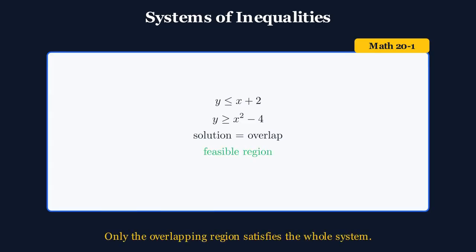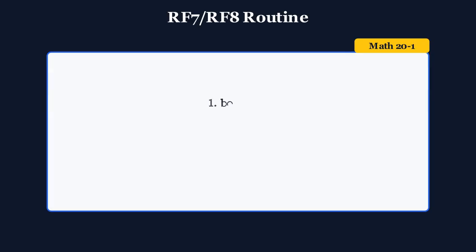Great work! For inequalities, identify the boundary, decide solid or dashed, test a point, and shade. For one-variable quadratic inequalities, use roots and interval testing. For systems, the solution is the feasible region where all shading overlaps.